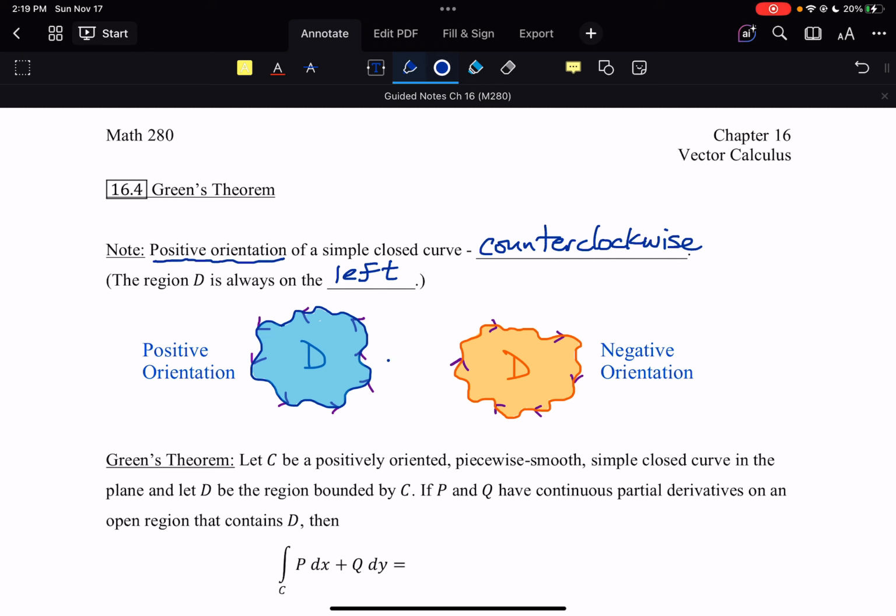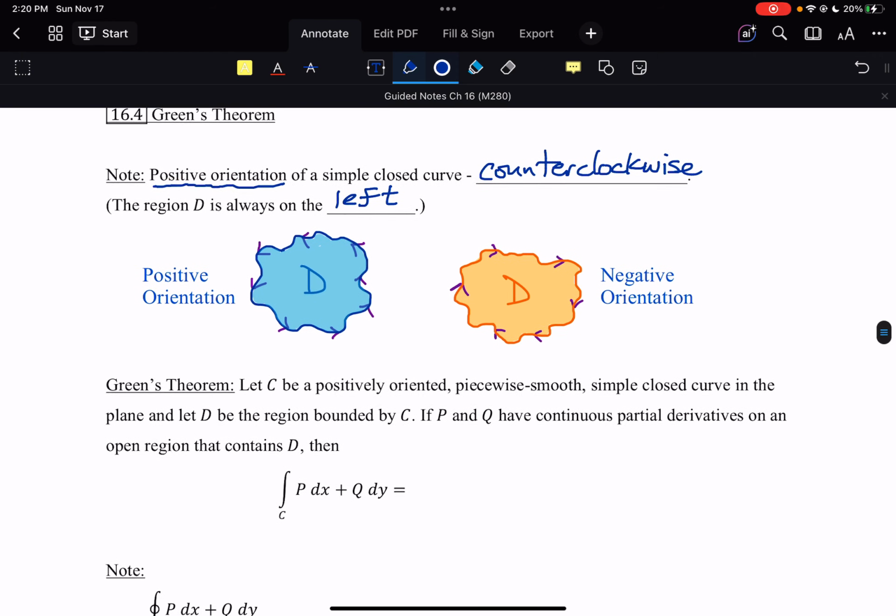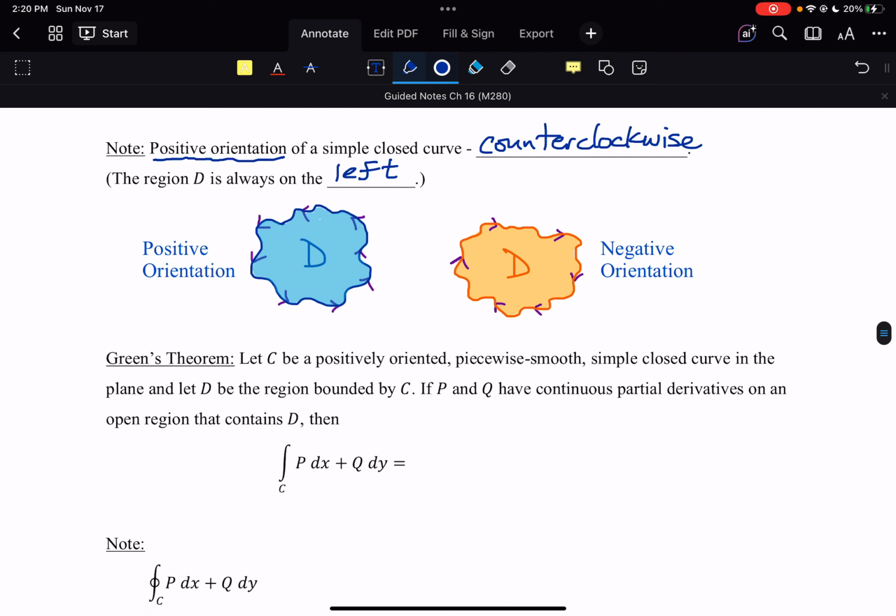So this one has positive orientation, whereas the one on the right here is going clockwise. Okay, and the region D, when you look at the arrows, is on the right-hand side of those. So that one would have negative orientation. We bring up the orientation because Green's theorem does depend upon positive orientation.